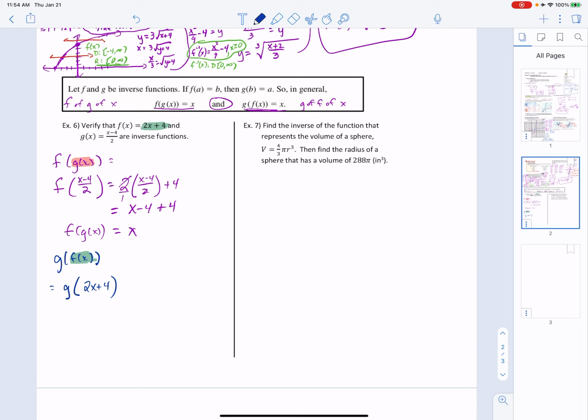So where do I see x? I see it right here. So that x in g of x is going to be replaced with 2x plus 4. So I have a fraction, and the x gets replaced with 2x plus 4. We still have another minus 4 and a 2 because it was x minus 4 over 2, and this x had to be replaced with the 2x plus 4.